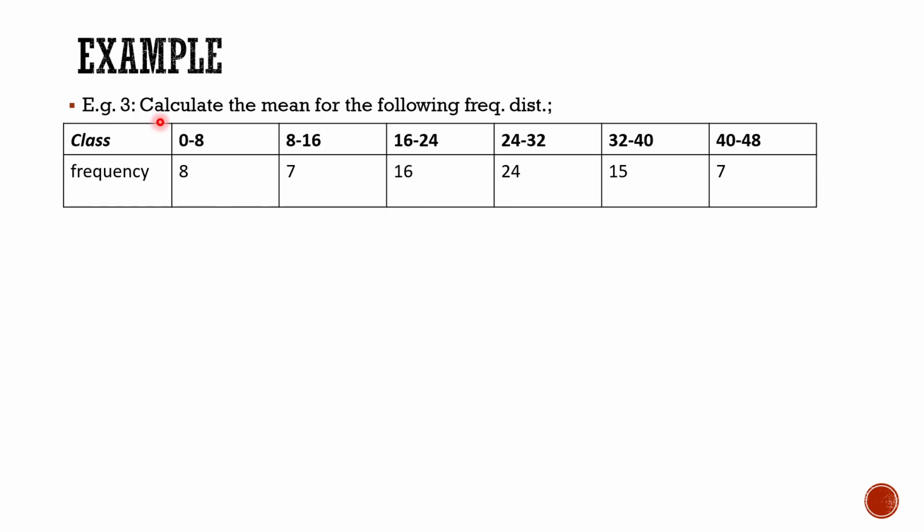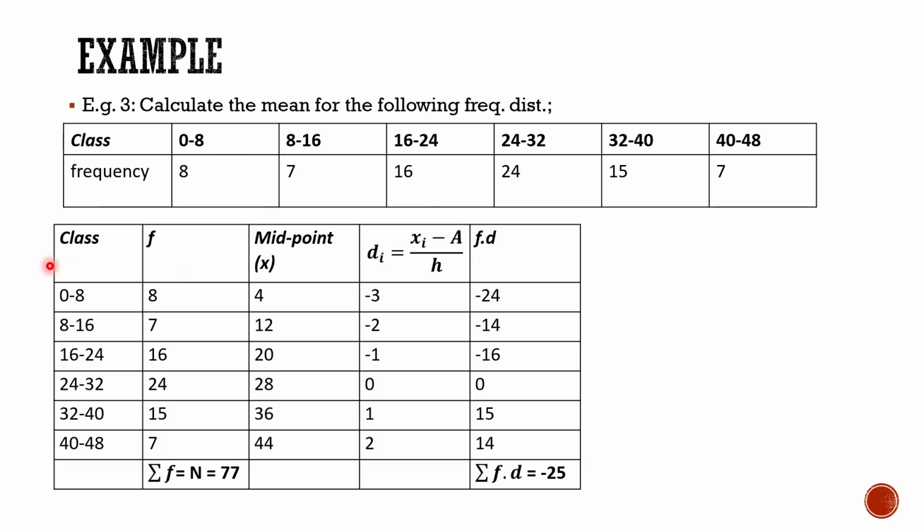Taking this simple example and calculating the mean for the following distribution, we can see that it's a grouped frequency distribution, or continuous one. So we have class intervals with common class interval height h, that is 8, and these are the corresponding frequencies. First we put the class intervals in the first column, and in the second column the frequencies. We get the summation f here, that is capital N, and if we add all these we get 77.